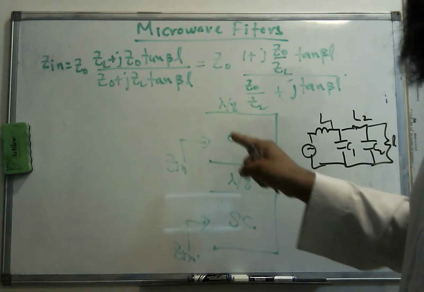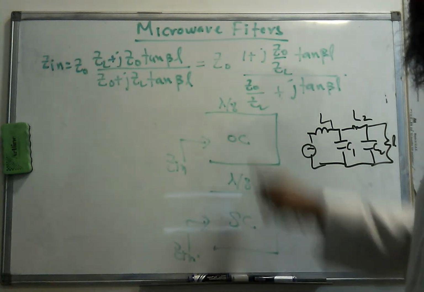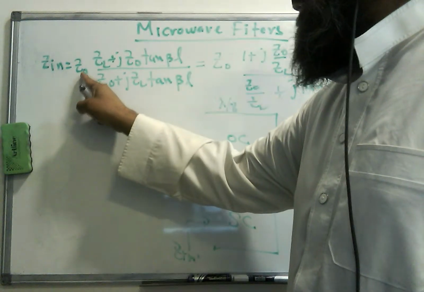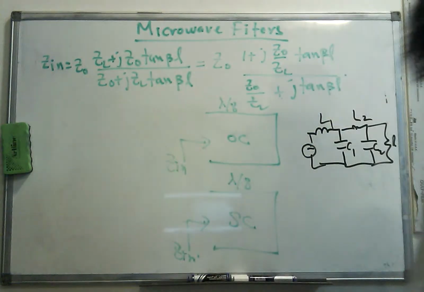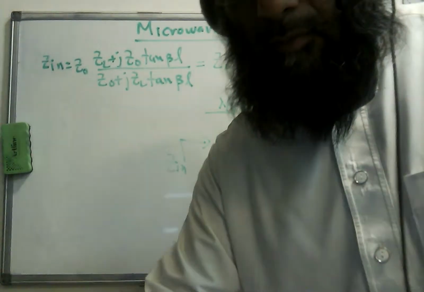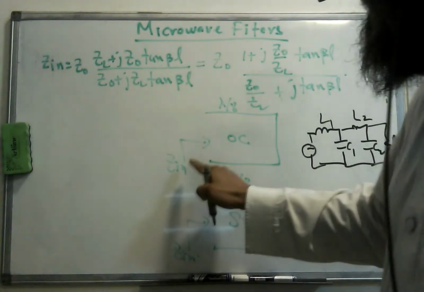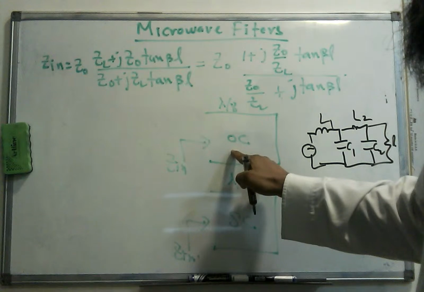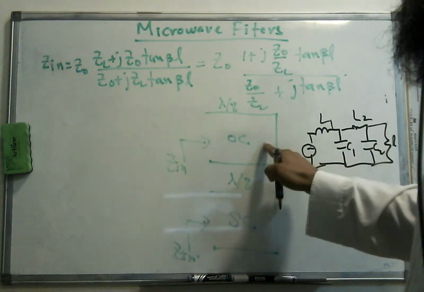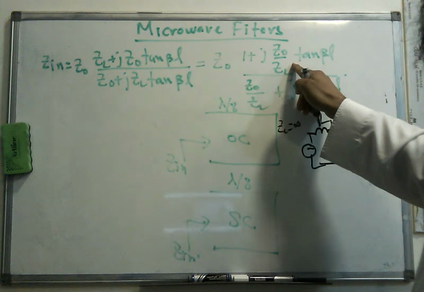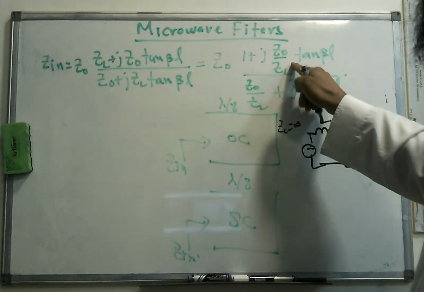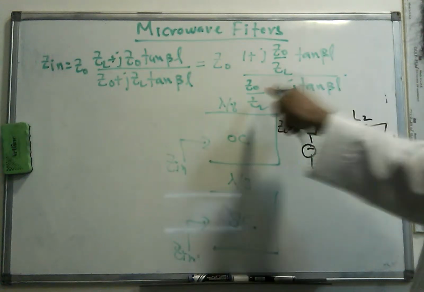We have to look at the input impedance of an open circuit and a short circuit transmission line of length lambda by 8. The input impedance of any transmission line is Z in = Z naught (ZL + j Z naught tan beta L) divided by (Z naught + j ZL tan beta L). Now what we do is we find the input impedance for an open circuit transmission line of length lambda by 8. Open circuit means ZL equal to infinity, so when we put ZL equal to infinity, I get this term equal to 0, and also this term equal to 0.